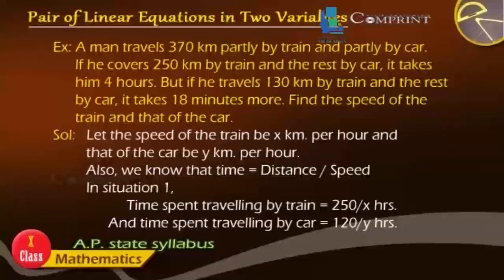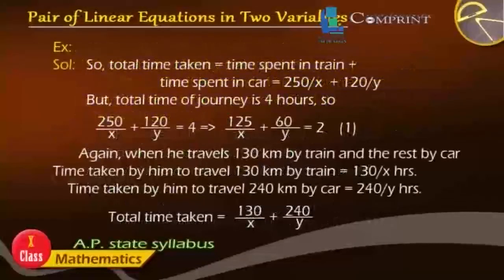Solution: let the speed of the train be x kilometers per hour and that of the car be y kilometers per hour. Also, we know that time is equal to distance by speed. In situation 1, time spent traveling by train is equal to 250 by x hours and time spent traveling by car is equal to 120 by y hours. So, total time taken is equal to time spent in train plus time spent in car is equal to 250 by x plus 120 by y. But total time of journey is 4 hours.